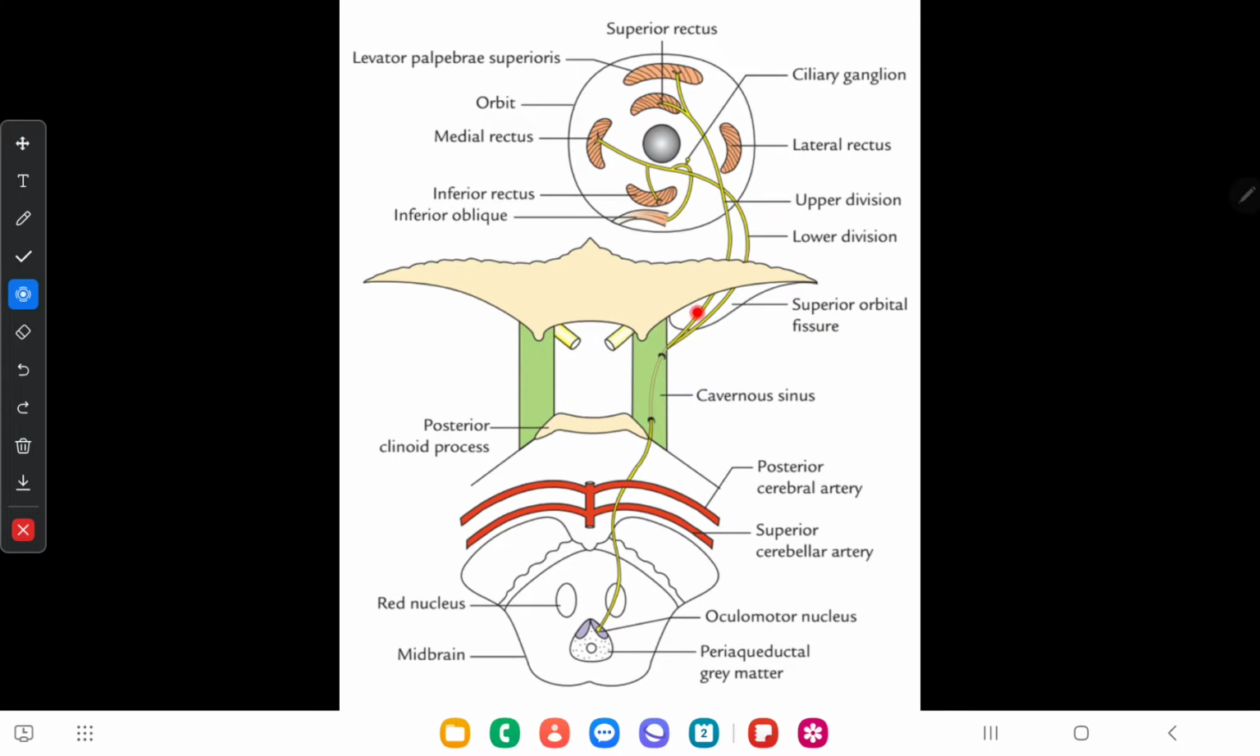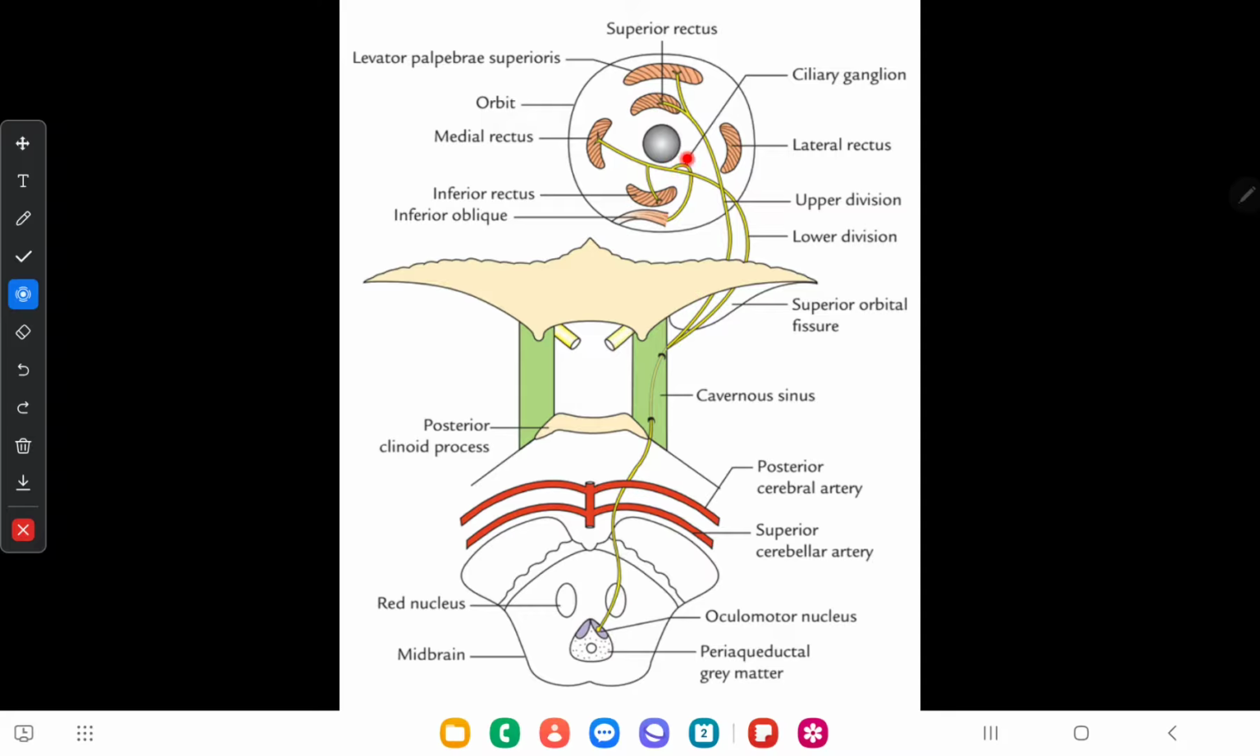Before entering the superior orbital fissure, the oculomotor nerve divides into two parts, a superior division and an inferior division, or the upper division and lower division. You can see the upper division goes forwards and upwards lateral to the optic nerve and supplies the superior rectus muscle and levator palpebrae superioris muscle. This is the lower division, which gives three branches to the medial rectus, inferior rectus and inferior oblique muscles.